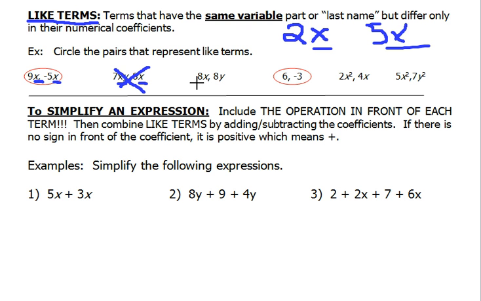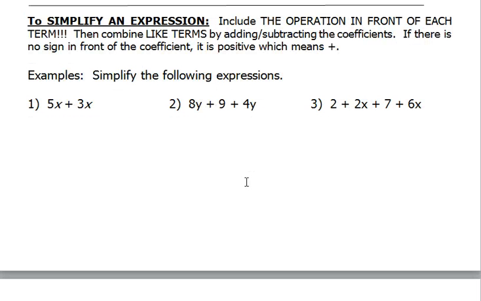In the next example, these two terms have the same coefficient of 8. Remember, the coefficient is the number in front of the variable. But they do. All right. To simplify an expression, let's talk about what simplify means when we're simplifying expressions.